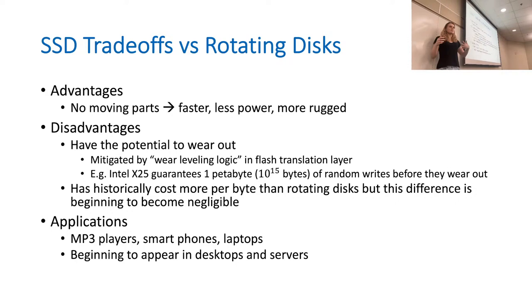This way, instead of accidentally taking a single quadrant of the drive and having it hit its 100,000 write limit and go bad while the rest of the drive is good, it will evenly distribute all writes across the entire drive, so that the drive only starts to fail when you've written all of it 100,000 times, not just a specific chunk. And by doing this, Intel guarantees 1 petabyte of random writes before its hard drive peters out.